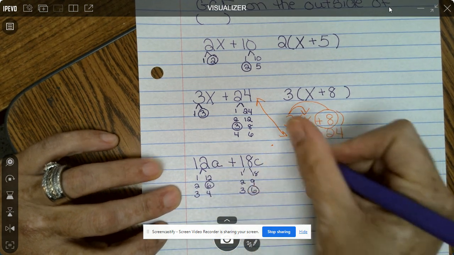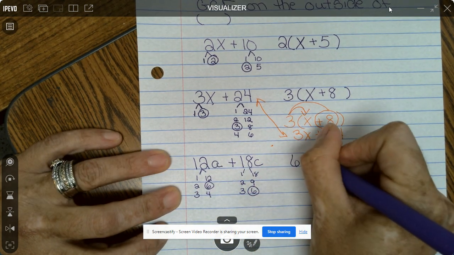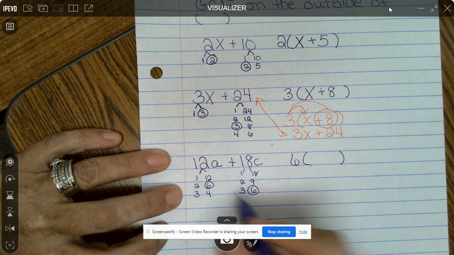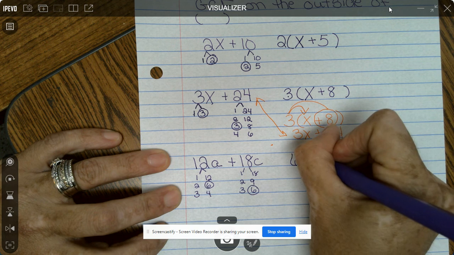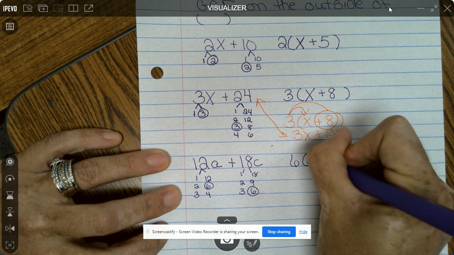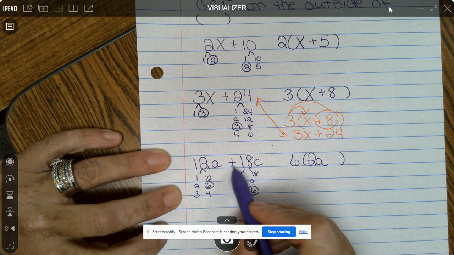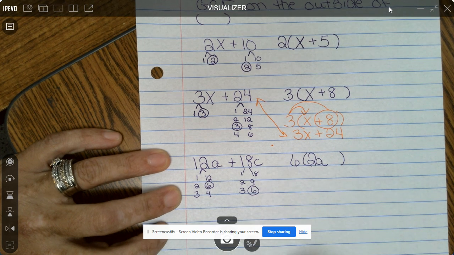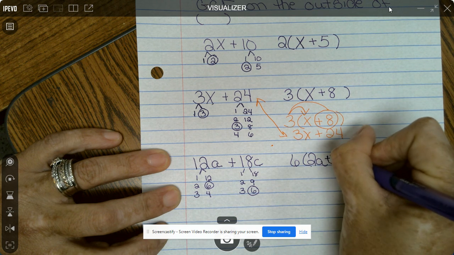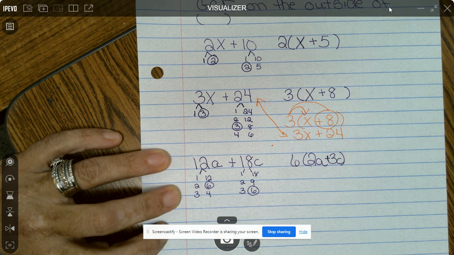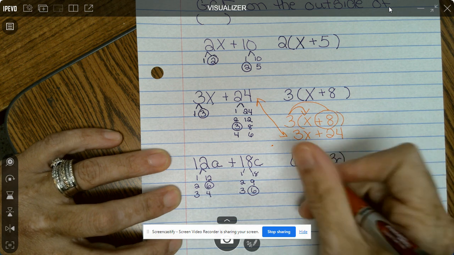I've got 6 here. I pull out my 6, create my parentheses. 12A divided by 6 is what? 2A. Positive 18C divided by 6 is what? Positive 3C. Boom. If you went back, you'd say, okay, let me double check.